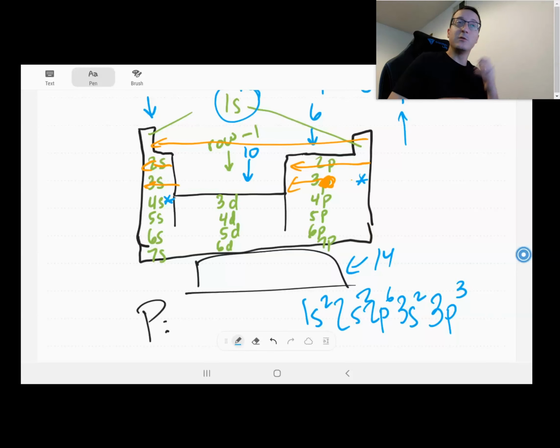Okay, so you're going to be able to use the periodic table to kind of fill these things out for you.